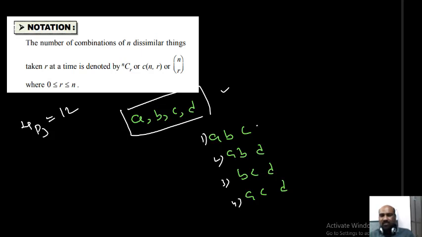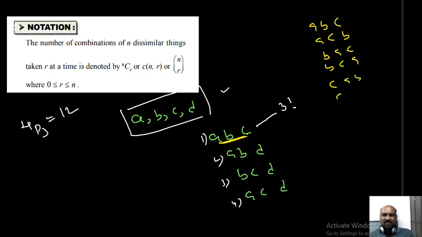Listen. Each combination gives 3 factorial linear permutations. Just take any one of the combinations, A, B, C. This combination gives 3 factorial permutations. What are they? A, B, C; A, C, B; B, A, C; B, C, A; C, A, B; C, B, A. Six permutations.